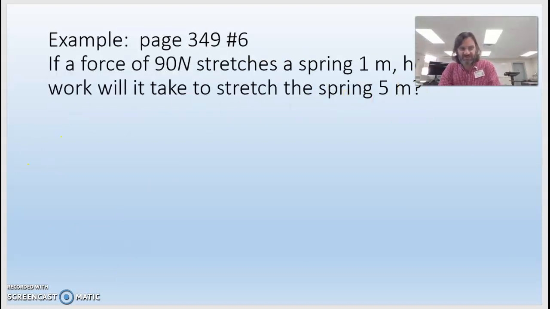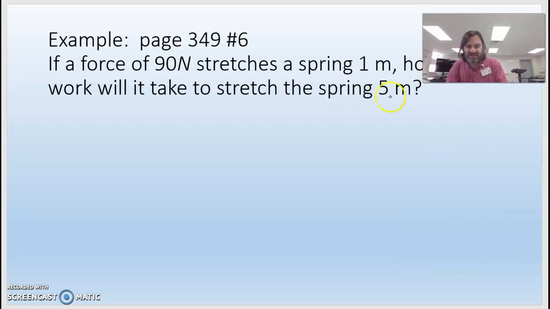It says we have a force of 90 newtons to stretch a spring 1 meter. How much work will it take to stretch the spring 5 meters? Okay, so we know it takes 90 newtons to stretch the spring 1 meter. So if we were to set that up, we could say that the force equals kx. So the force was 90, and that would be k times, in this case, 1. So the k is 90.